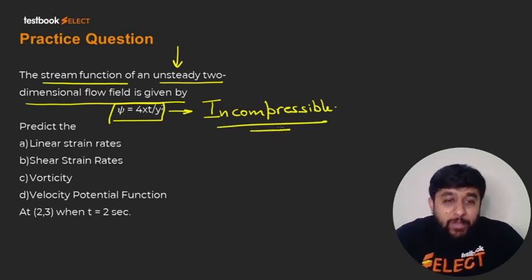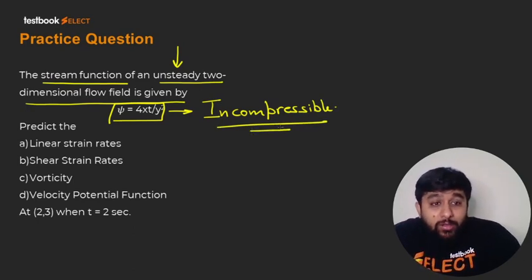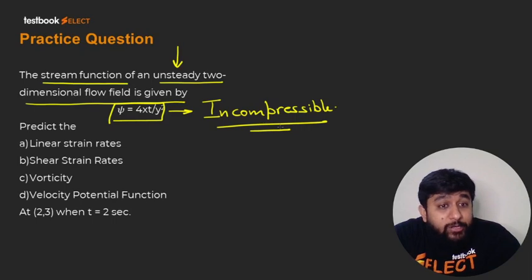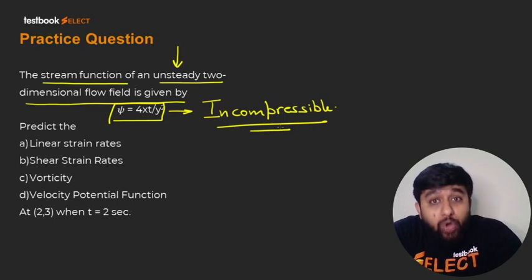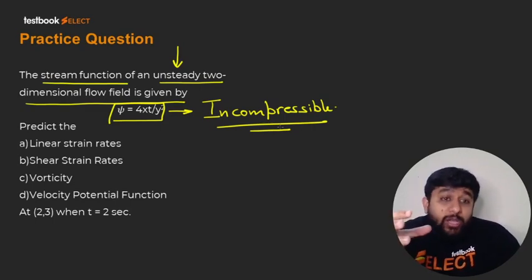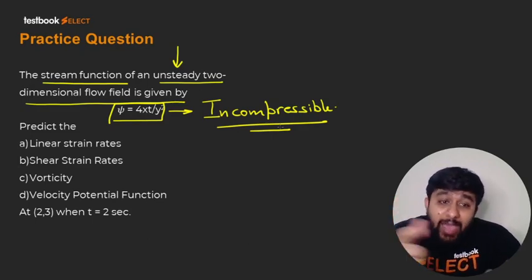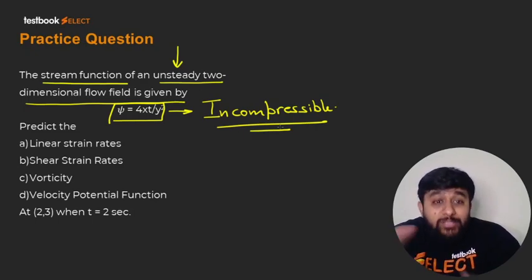Correct? Okay. Now, what they are asking is, predict the linear strain rates, predict the shear strain rates, predict the vorticity, and predict the velocity potential function at point 2, 3 when the time is 2 seconds. So they are asking you the linear strain rate, shear strain rate, vorticity, and the value of velocity potential function at 2, 3 when the time is 2 seconds.